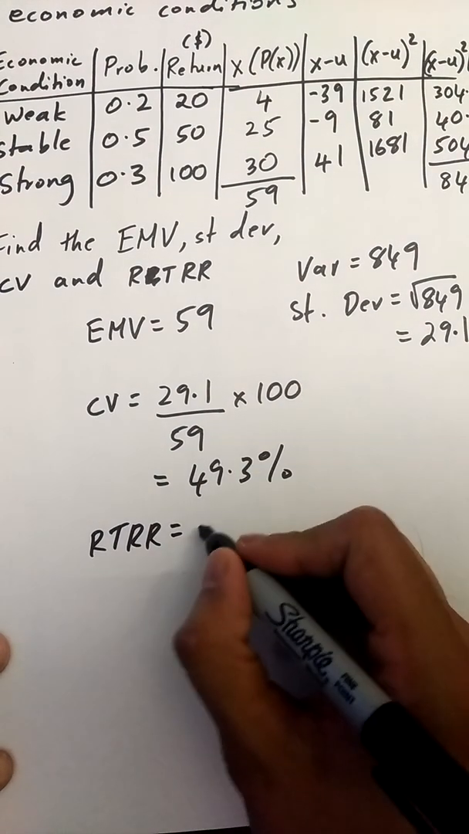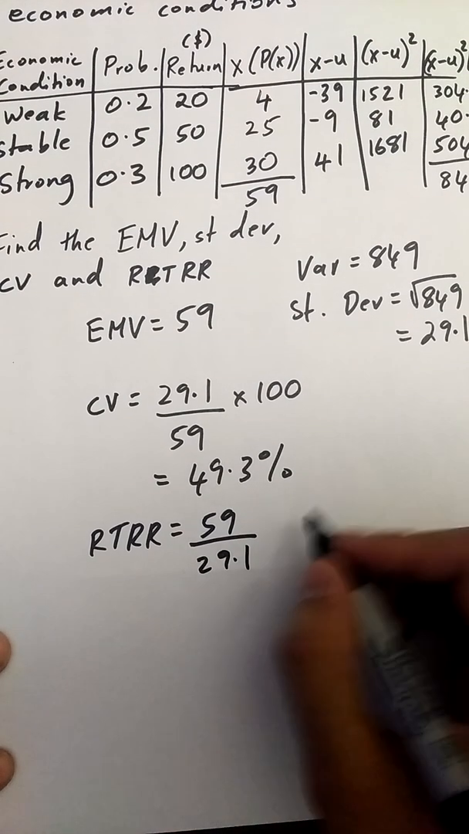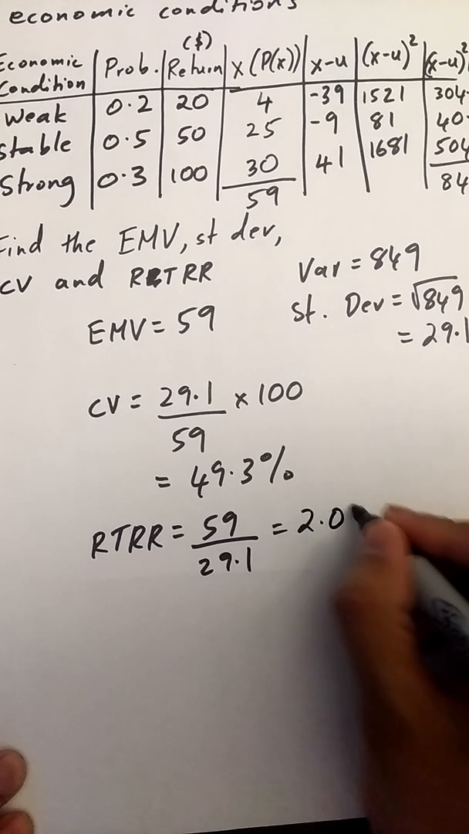And then my return to risk ratio is just the opposite of that. It's your EMV divided by your standard deviation. You don't multiply this one by 100. So 59 divided by 29.1 is 2.03.